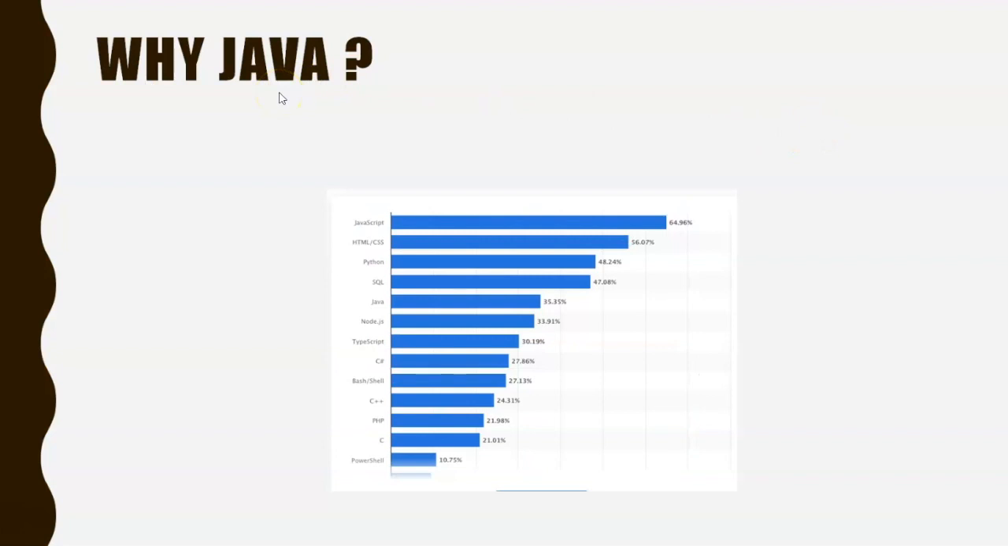If you see in Java programming, what is the place of Java and how many developers are using it? You can see the percentage. In a lot of projects they will be using JavaScript, HTML, Python, SQL, and Java is used in almost 35% in real time.